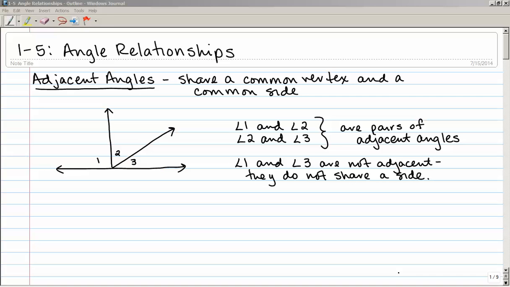Section 1.5 is on angle relationships. And in this section, we're going to define a whole bunch of different relationships between pairs of angles. So, the first definition is for adjacent angles.